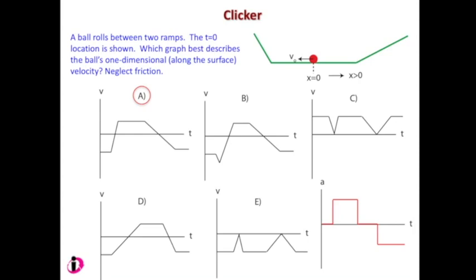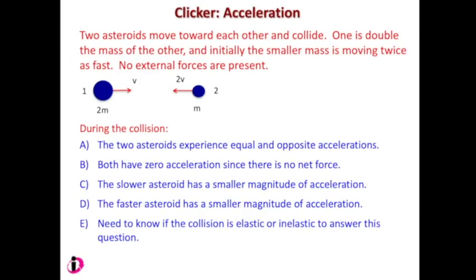Okay, so now let's do one final clicker question for the day. We have two asteroids that are moving together and collide. We know nothing about the final state other than momentum is conserved and there are no external forces present. So we're given their masses and initial velocities. We have 2m moving to the right, and m moving to the left, and the m is moving twice as fast as the 2m. So there's our setup, and we're given a bunch of scenarios, and you just need to decide which of these is true. And this one's kind of tricky.